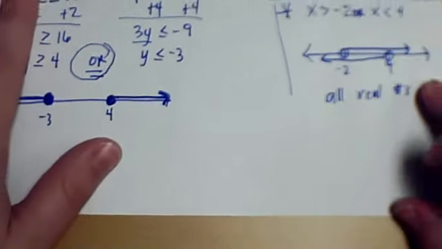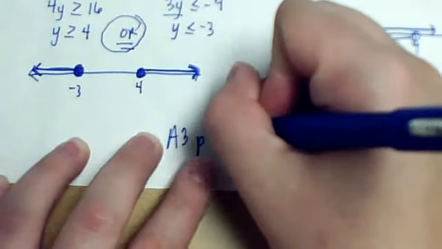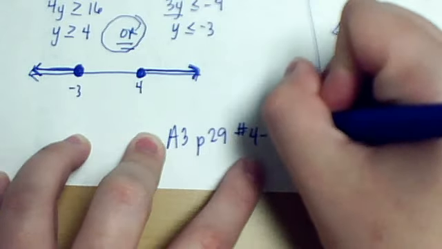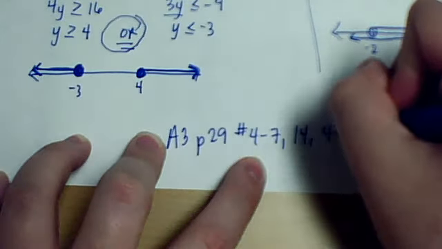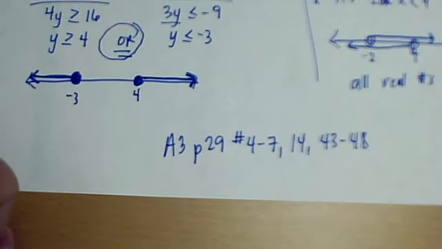The assignment for this lesson is A3, page 29, numbers 4 through 7, 14, and 43 through 48. Please let me know if you have any questions, and good luck.